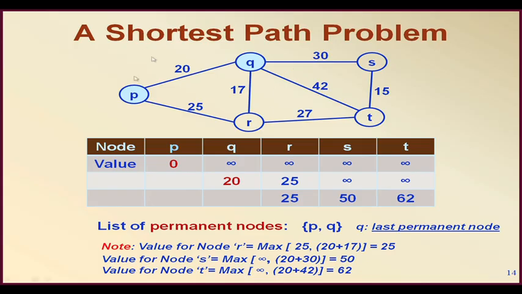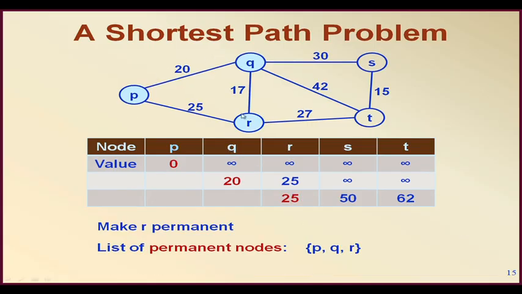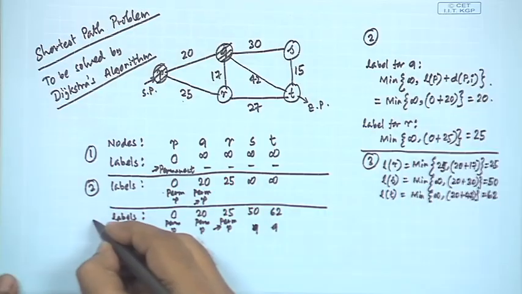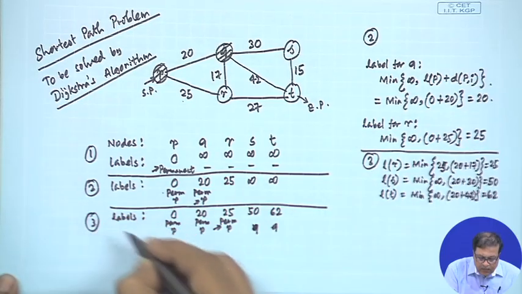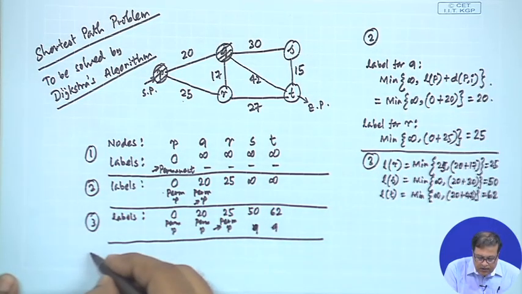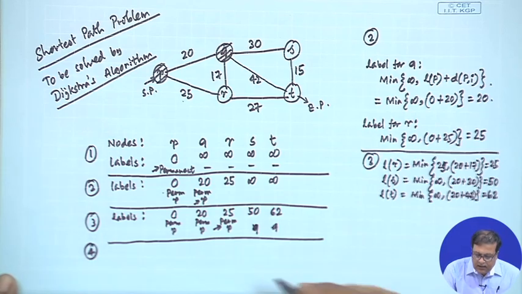All right. So, now look at this slide once again. P and Q were permanent, and we calculated all these values. Q is the last permanent node, and here we made R also permanent. As we made R permanent, these are the values: 25, 50 and 62, right. Now, once you make R permanent, this is level 3. Now, we come to the next level, that is level 4.